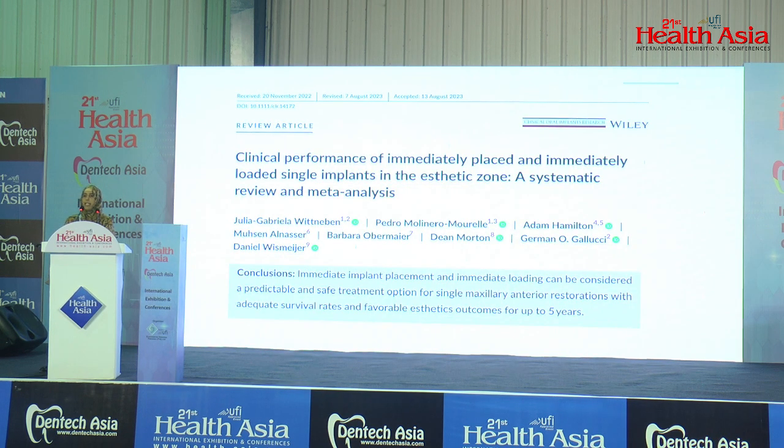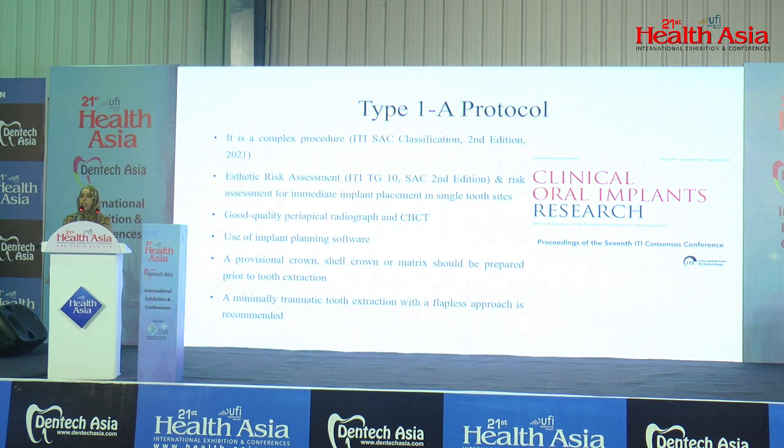So immediate implant placement is a predictable option in all the patients, and nowadays we try to do immediate implants in almost all the cases except for very few. As I have already mentioned, these are the criteria you need to evaluate before planning for immediate implant placement. Although the type 1A protocol is a complex procedure, you always need to advise the patient that there are chances of biological and prosthetic complications, because everything cannot be 100% correct. So there can be some complications as it's a complex procedure, even if it's a single implant placement. So you need to be very careful in your planning.